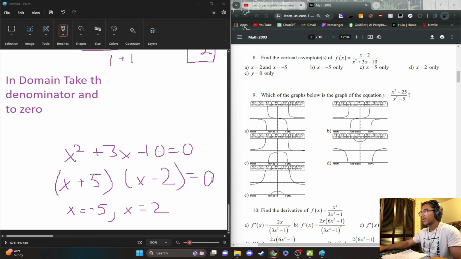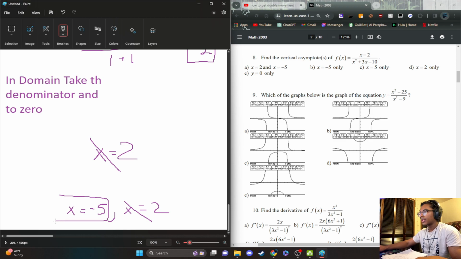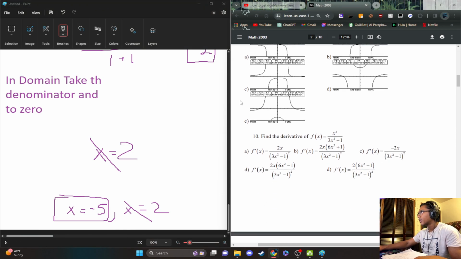And you also have to find the top value. Okay, hold up. So the top value is x equals 2, because x minus 2, you set that equal to 0, you get x equals 2. So now you can cross out these two, and you'll only get x equals negative 5, which is B.